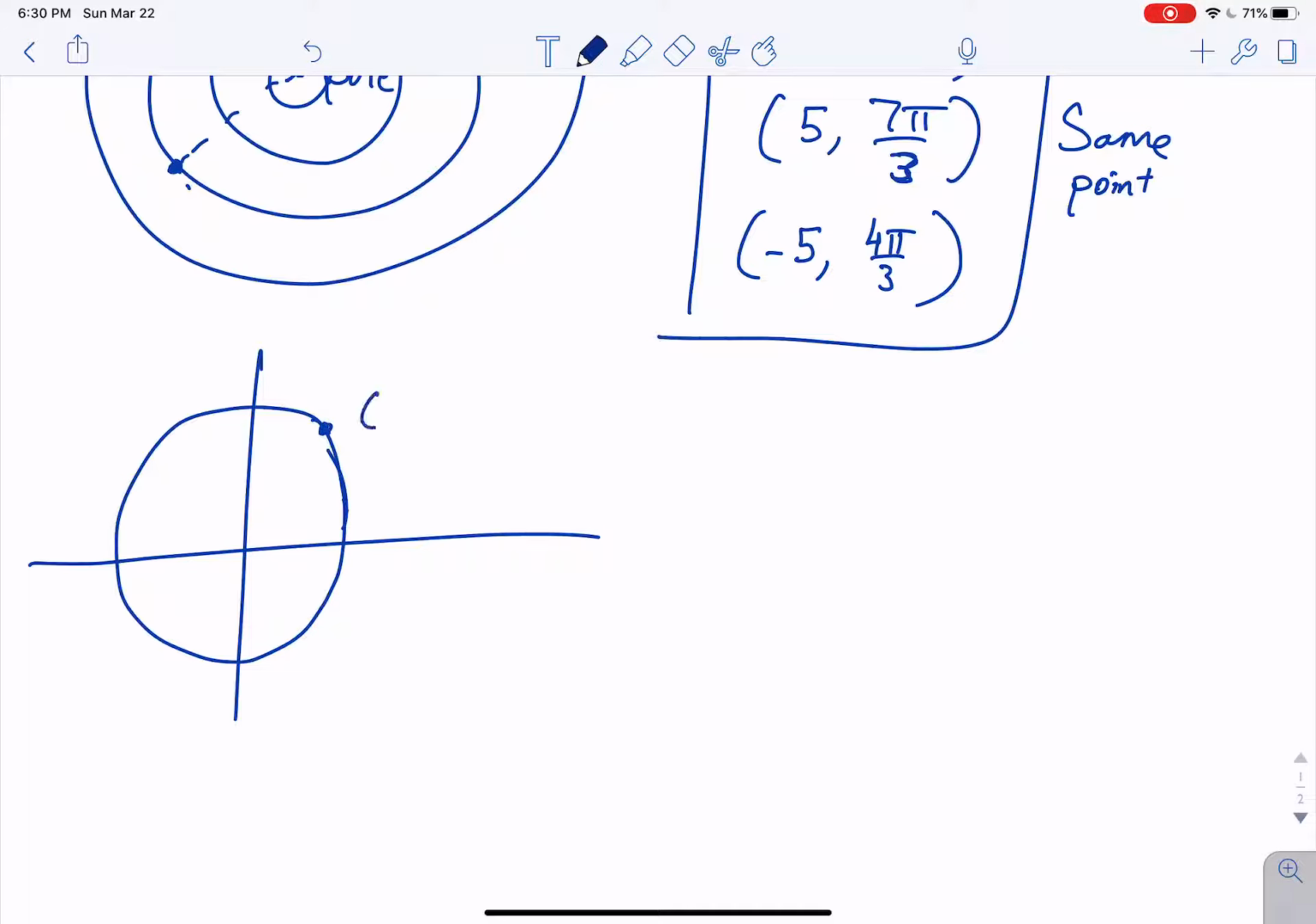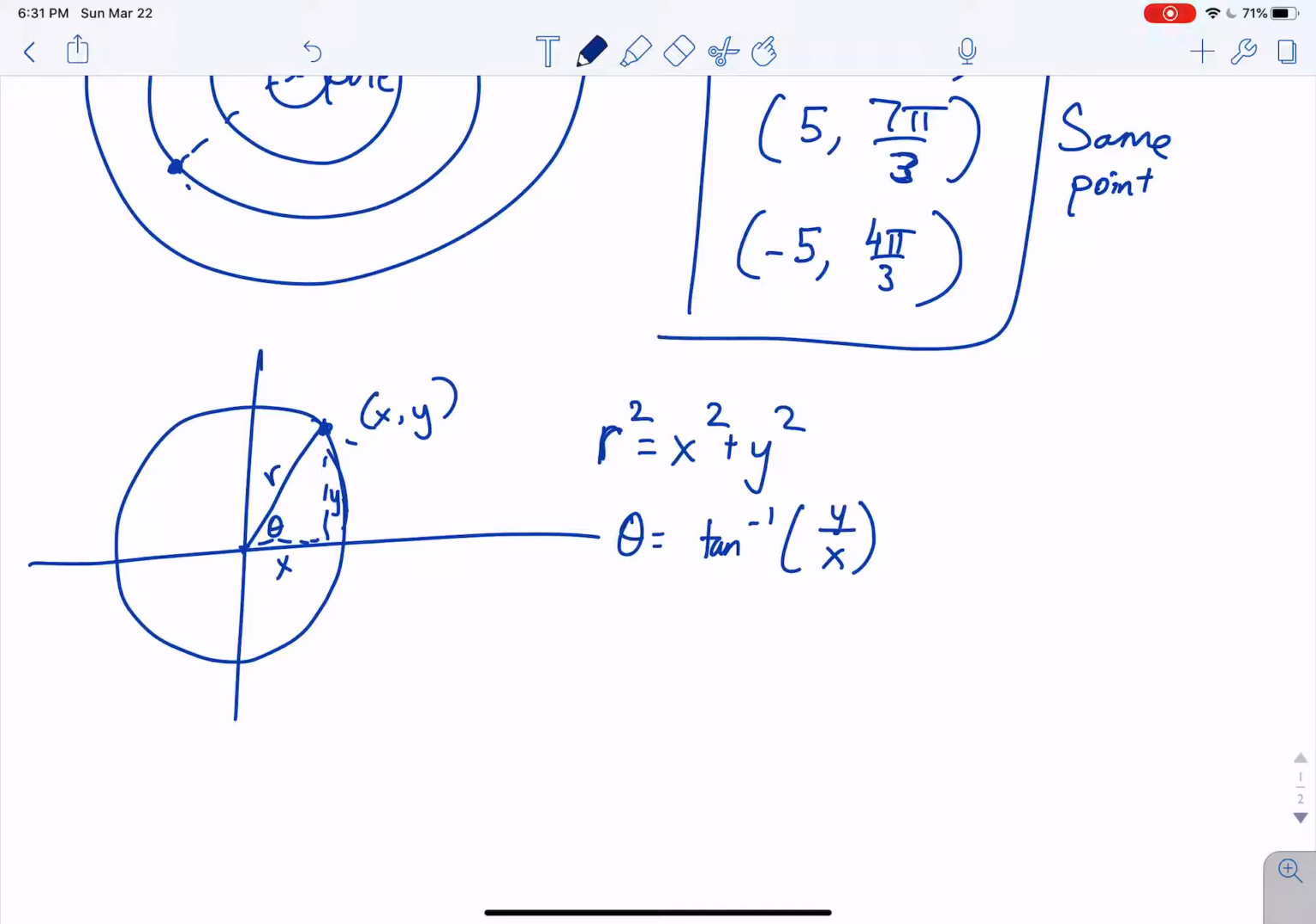well, so this would be an xy point, and that would mean that I have this x and I have this y, and I have a certain radius. So the radius would be, using the Pythagorean theorem, I know radius squared is x squared plus y squared. And the angle that I go at, well, that's the inverse tangent of y over x. So that gives me some conversions.